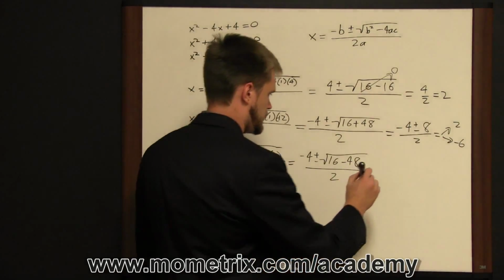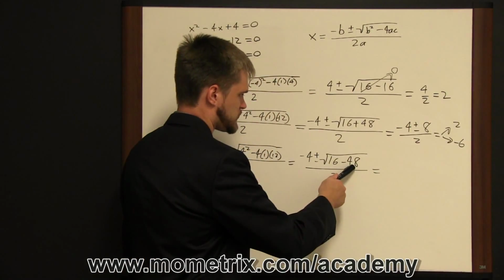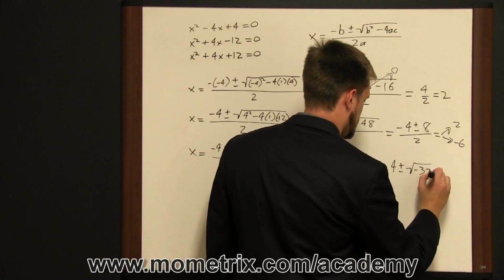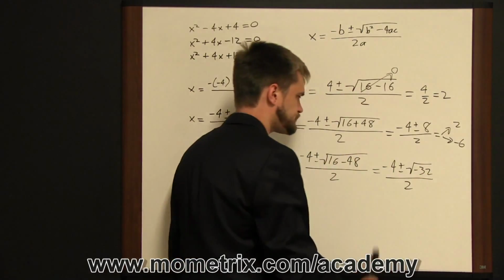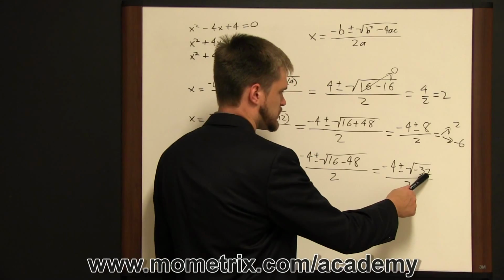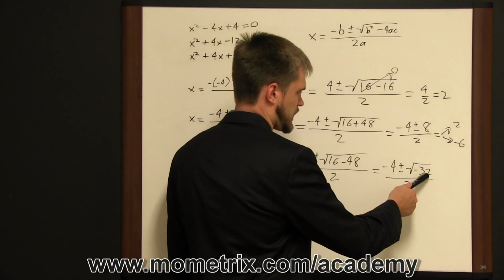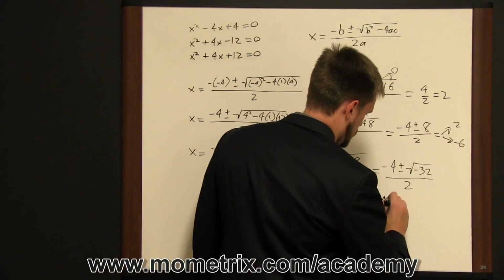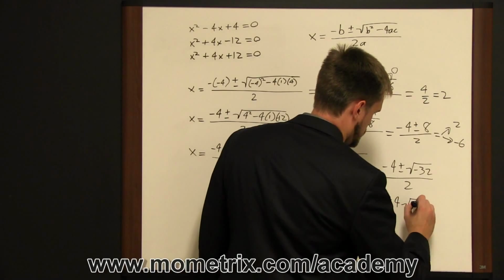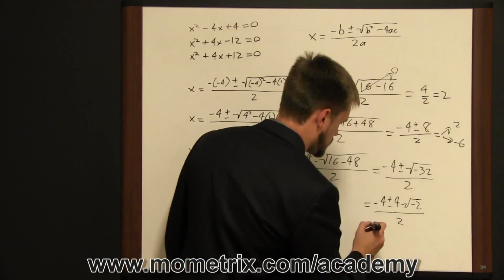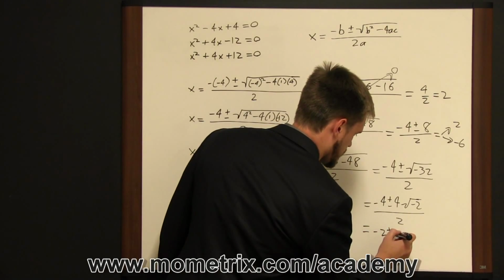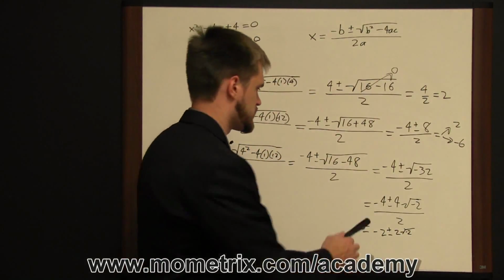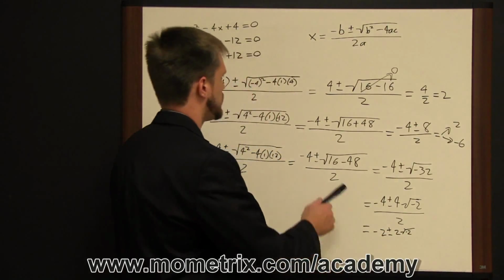But let's proceed to solve it, and what we'll get is 16 minus 48 is negative 32, and so we'll have negative 4 plus or minus the square root of negative 32, divided by 2. Now, 32 is 2 raised to the 5th power, so we can actually pull out 2 to the 4th, or 16, and that gives us negative 4 plus or minus 4 times the square root of negative 2, divided by 2, or negative 2 plus or minus 2 times the square root of negative 2. And so if we're looking for complex solutions, this is a solution to this equation.